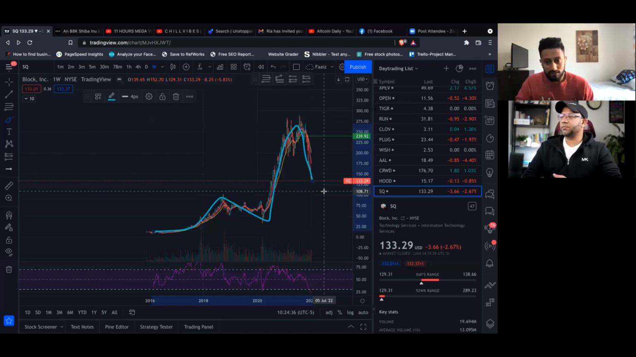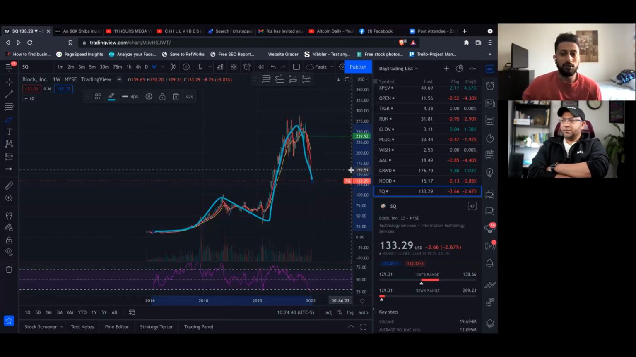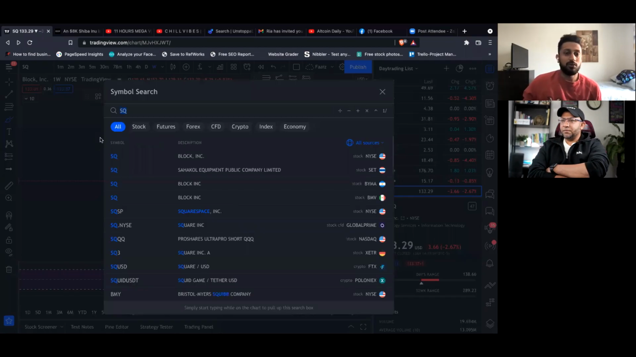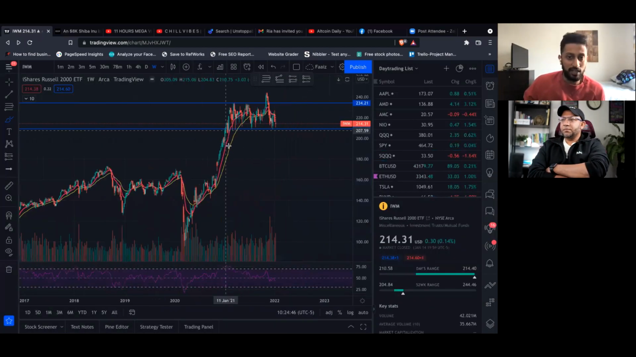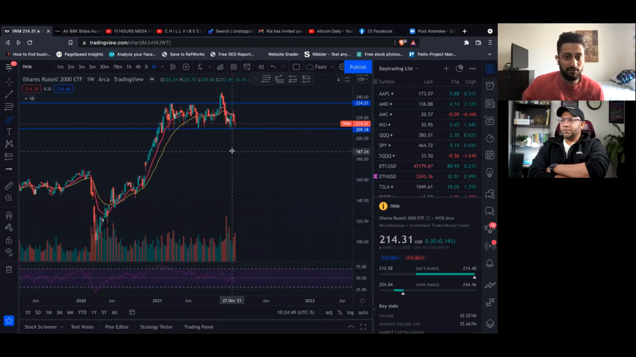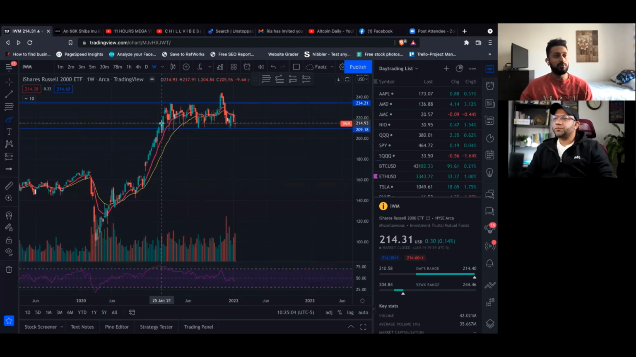Now, when it comes to trends, like I said, there's uptrends, there's downtrends, and then there's sideways trends. So let's look at something that's been going sideways for a while, which is IWM. This is an ETF for the Russell 2000 that covers the mid cap stocks. It doesn't include the SPY and the NASDAQ stocks. If you look here, this has been going sideways since the start of January 2021. So for a year, it's been going sideways, right?